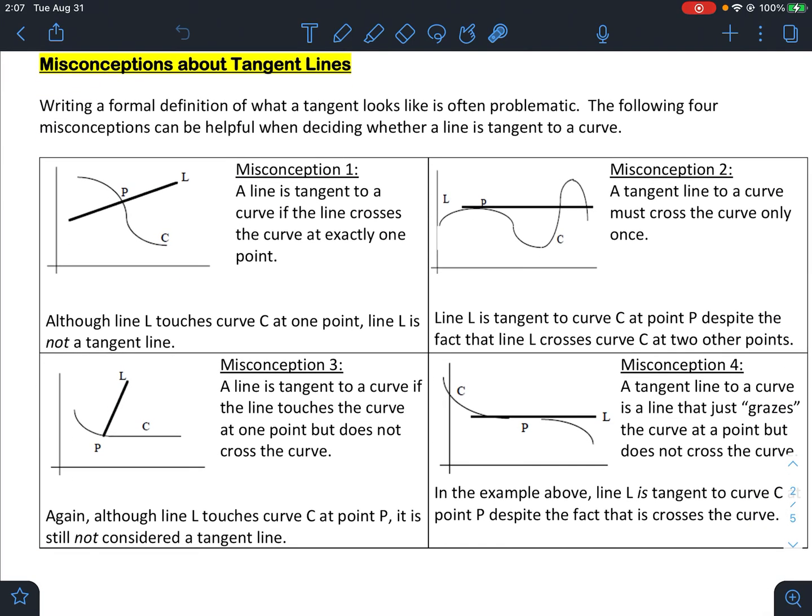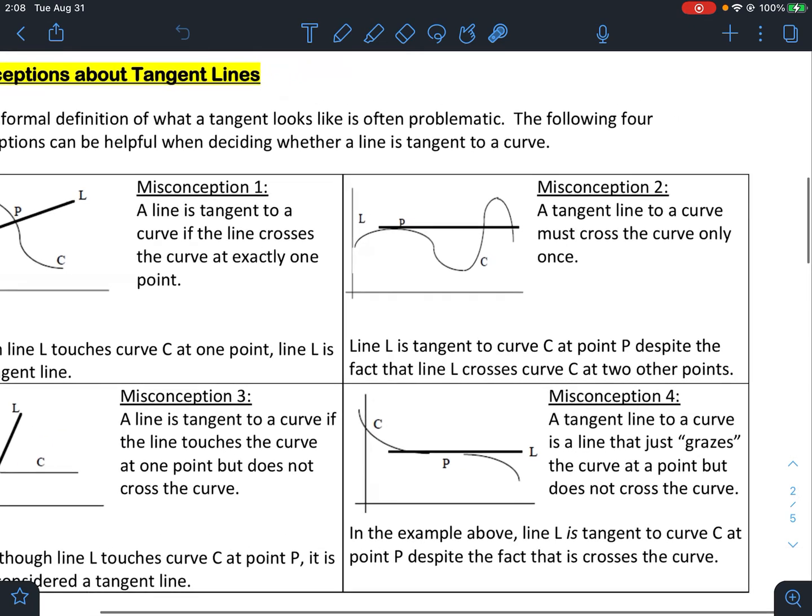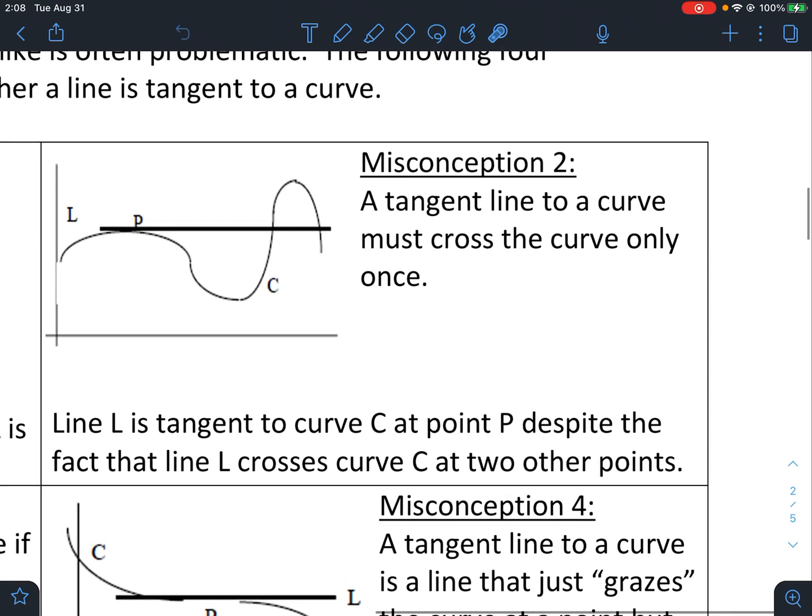Let's talk about a couple misconceptions of tangent lines. The first one here is a line that is tangent to a curve if it crosses a curve at exactly one point. Well, here's a line that crosses the curve at exactly one point, right? But that is not what is called a tangent line, okay? Another misconception here is a tangent line to a curve must cross the curve only once. This is a tangent line, but it's a tangent to the point P. But you can see it goes through the curve more than one time.